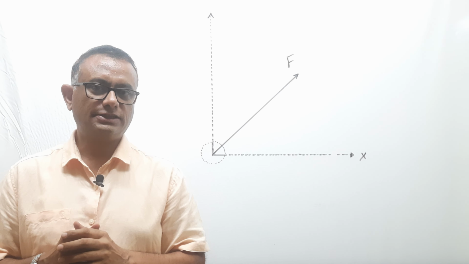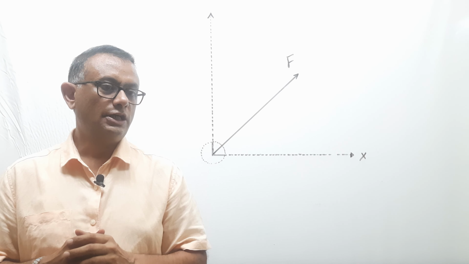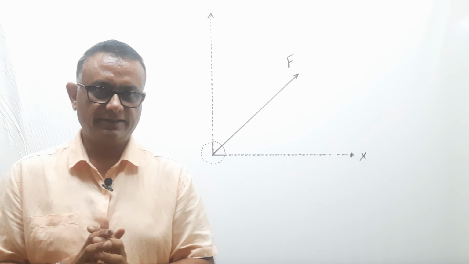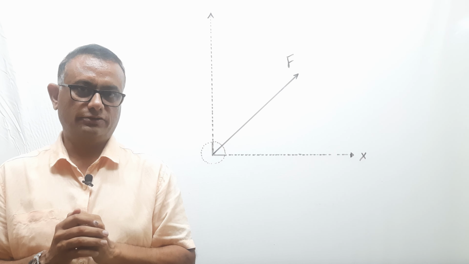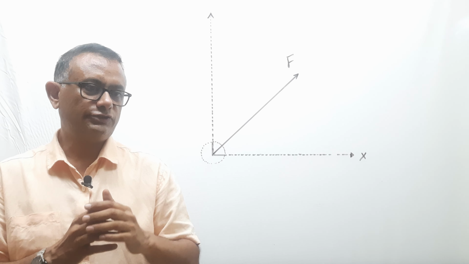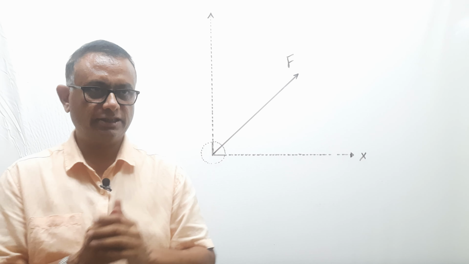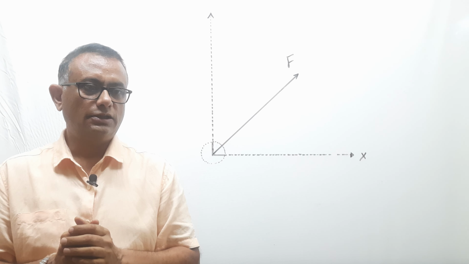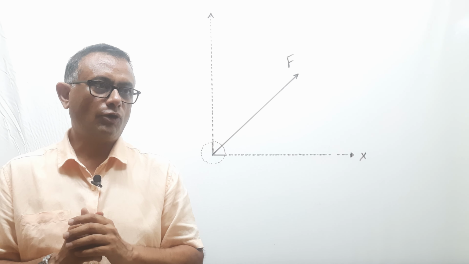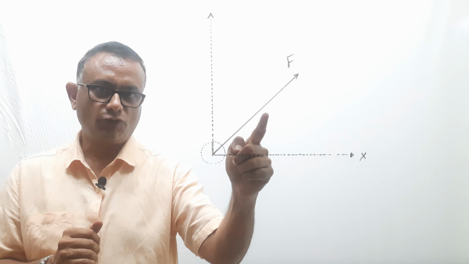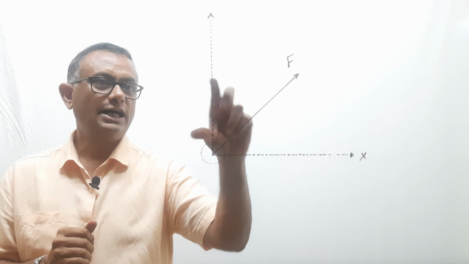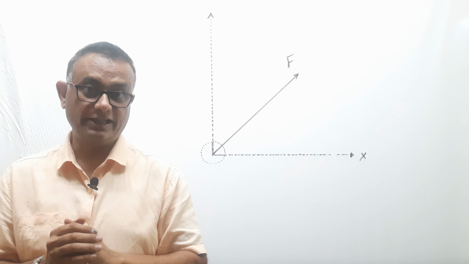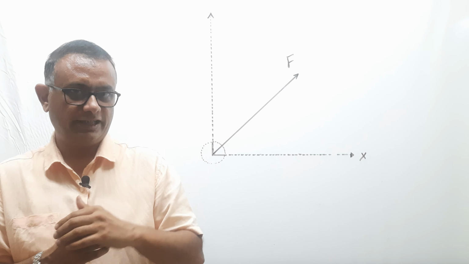Now, I want you to consider one scenario. Assume that the ball is there and this is the force F that is acting on the ball, right? So, under the influence of this force, the ball will, as expected, move in that direction. Now, assume that we want to break up this force into two forces, one along the x-axis and one along the y-axis, okay? It's like the converse of what we saw earlier.